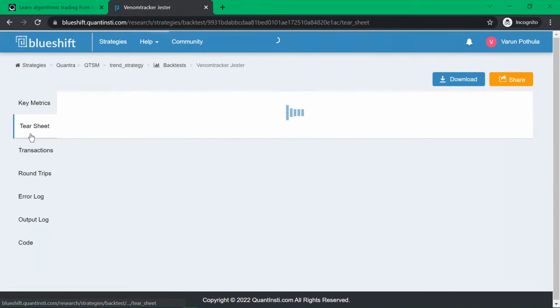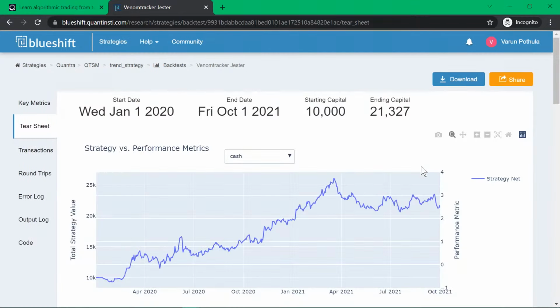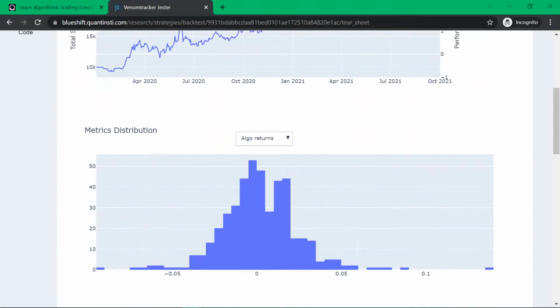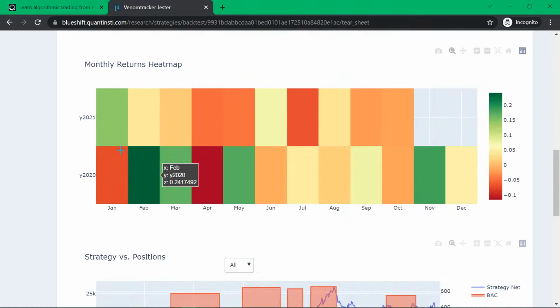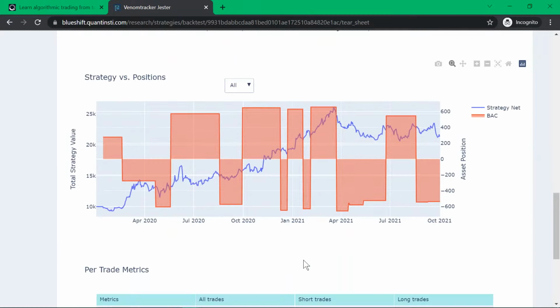So what we do is we can go to tear sheets. Tear sheets are a visual representation of performance and other metrics of a backtest model. For example, this is the distribution of algorithm returns, so returns per day. And this is a monthly returns heat map. Our algorithm performed the best in February. It made about 24% returns in February, and it didn't perform well in April. It made a loss of 11%. So we can understand that maybe there is a seasonality factor for this algorithm.